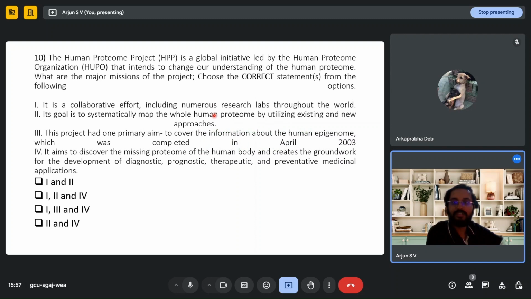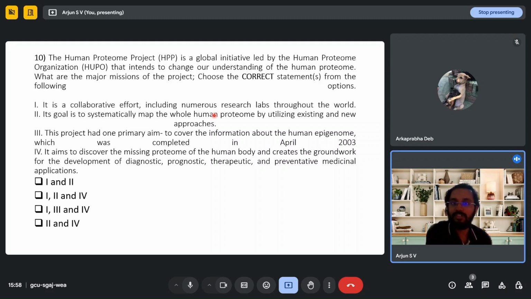The last question is the Human Proteome Project (HPP), a global initiative led by the Human Proteome Organization that intends to change our understanding of the human proteome. What are the major missions of the project? Choose the correct statements from the following options. So they are given four options here as well.